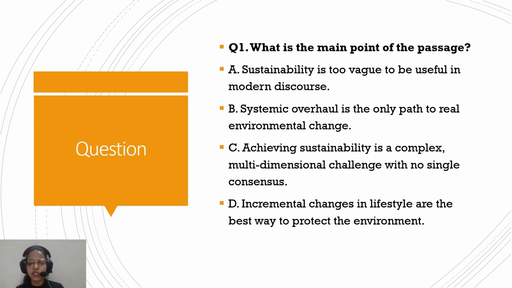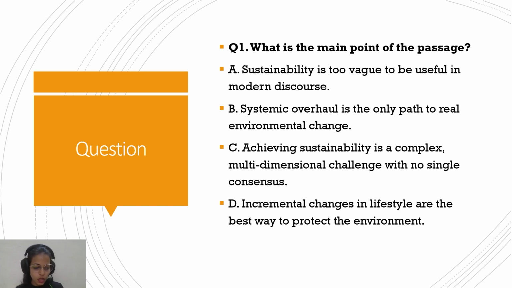Option C: achieving sustainability is a complex, multidimensional challenge with no single consensus. Even the words are very similar. So the moment you read this, you should go back to your last paragraph and in 2 seconds you should be able to mark this one.